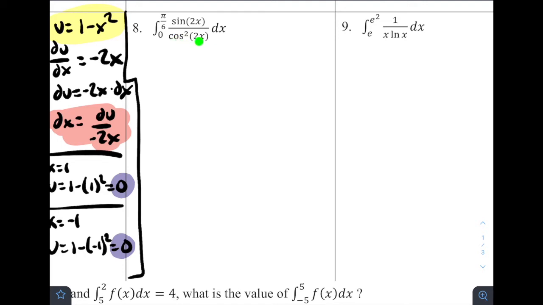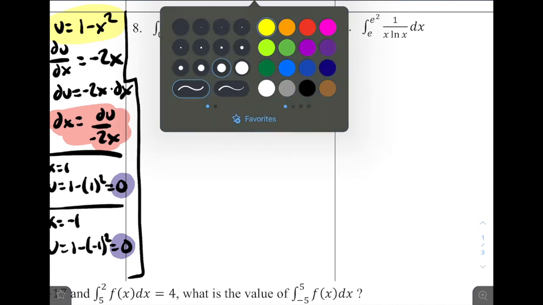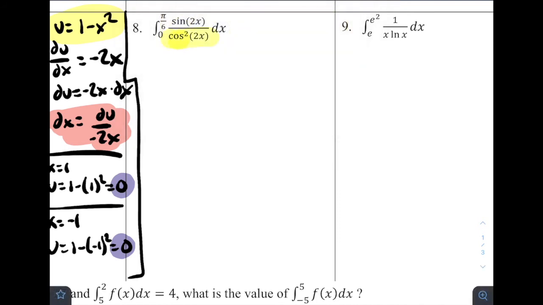So since this whole cosine of 2x is being squared, I'm going to make that my u. My u here is cosine of 2x. Technically, this is being squared, which means the same thing. So u is equal to cosine of 2x.